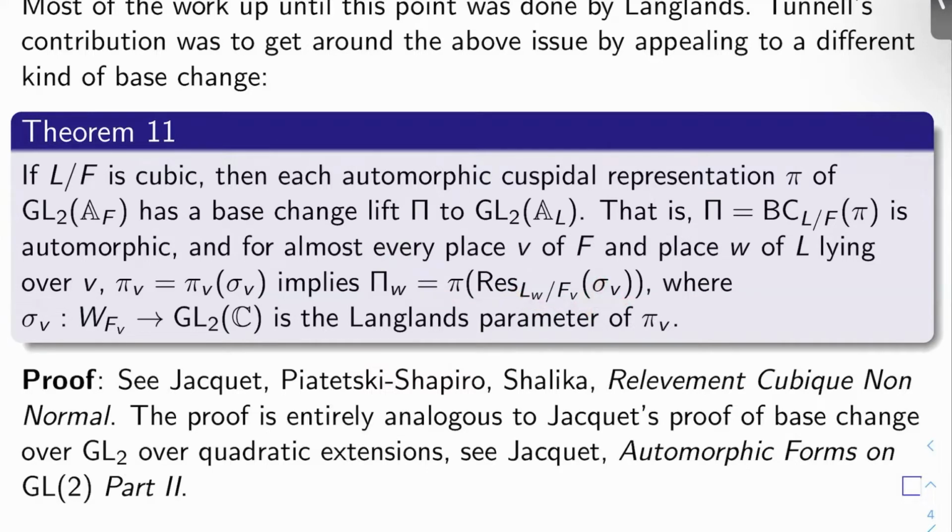Okay. And just to recall, what are these sigma V's or rho sub V's? They're the Langlands parameters of pi sub V's. They're the restrictions down to the local Weil groups W sub F sub V. Okay, so you can do base change lifts with arbitrary cubic extensions, essentially.